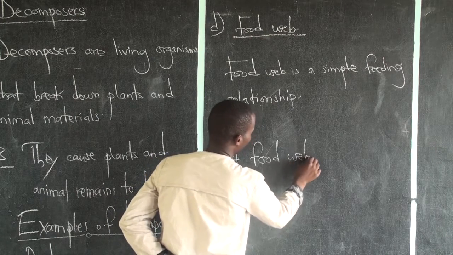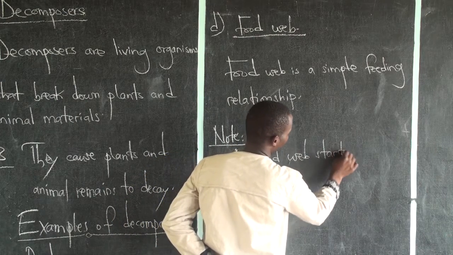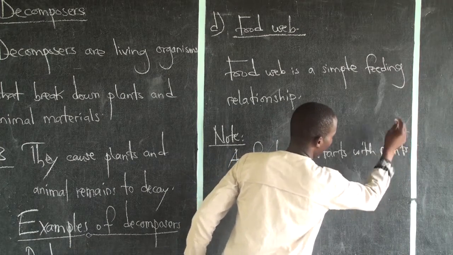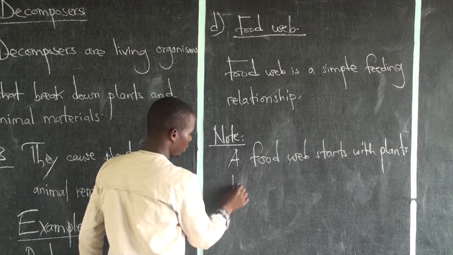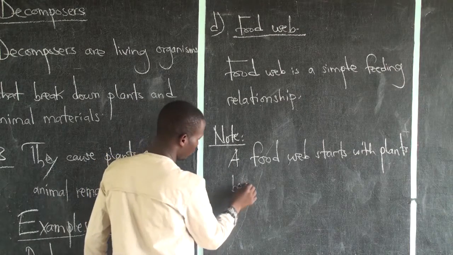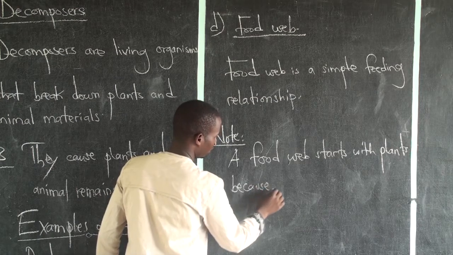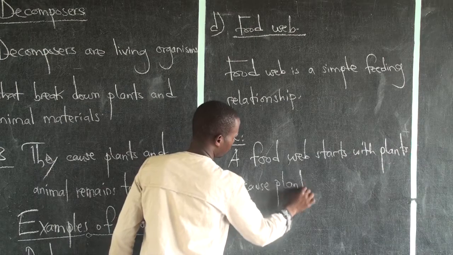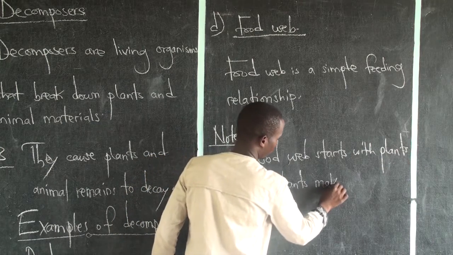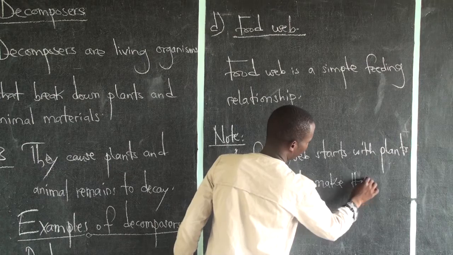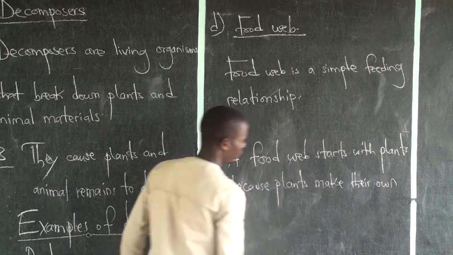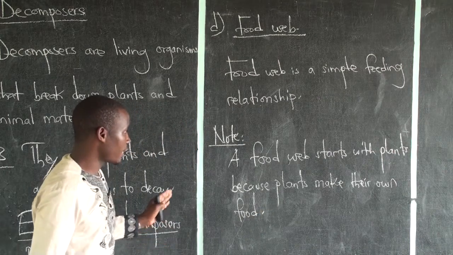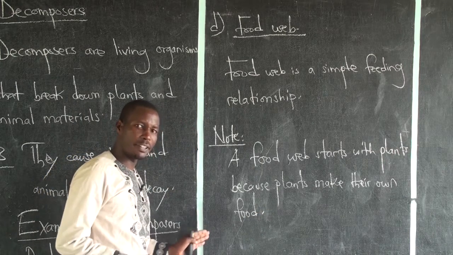A food web starts with the plants, simply because plants make their own food. Yes, so when looking at a food web, it's a simple feeding relationship.